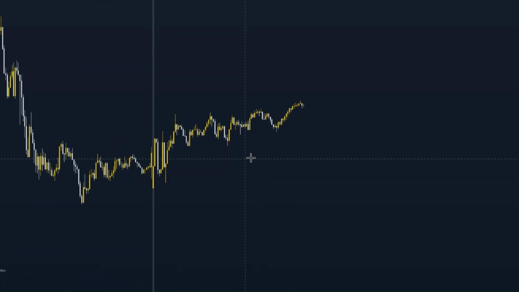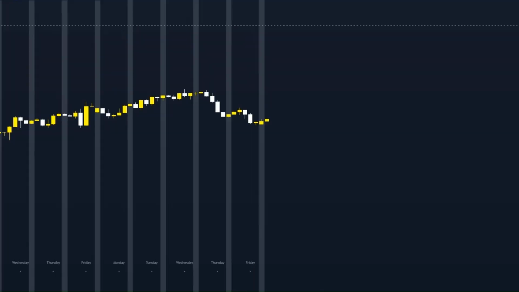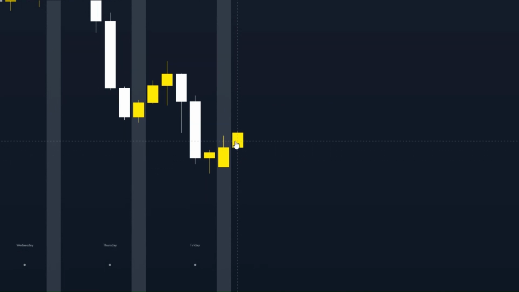Okay, so we're on the 5-minute chart. The very first thing we're going to do for this strategy is head up to the 4-hour chart. The only indicator that I actually have on is the days of the week indicator, but this is just as a visual aid and doesn't affect the strategy whatsoever. This is the first candle of Monday for the new week.